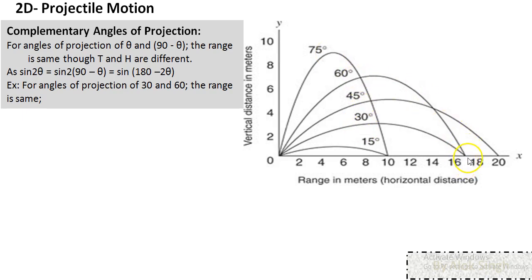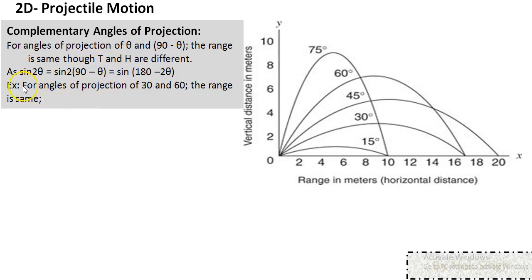So what makes the range same? Let's understand, what we notice here, the 15 degree and 75 degree are complementary angles, 30 degree and 60 degree are complementary angles. So for complementary angles of projection, if one angle is theta, other is 90 minus theta, range is same. Let's see why the range is same.